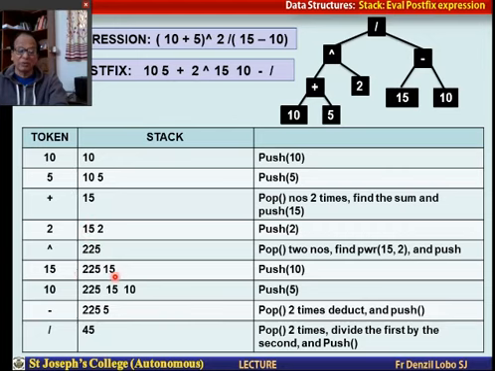Then you get 15, push it onto the stack. 10, push it onto the stack. Minus, therefore pop these two numbers. 15 minus 10 is 5, push it onto the stack. Divided by, push it onto the stack 45. You have come to the end of the postfix expression. 45 is the result and print that result.